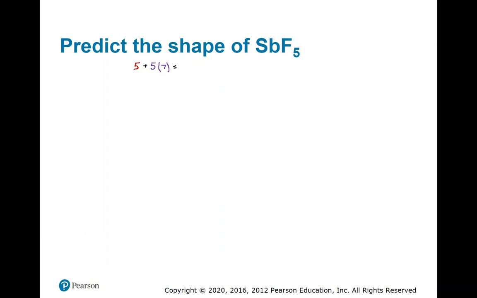5 times 7 is 35. Add 5 to that, we get 40 electrons. So that's how many electrons we need to place in this Lewis dot structure that we can then use to predict the shape. Fluorine's never the central atom, so we're going to start step 2 by putting antimony in the middle, and we can attach our 5 fluorine atoms to that.